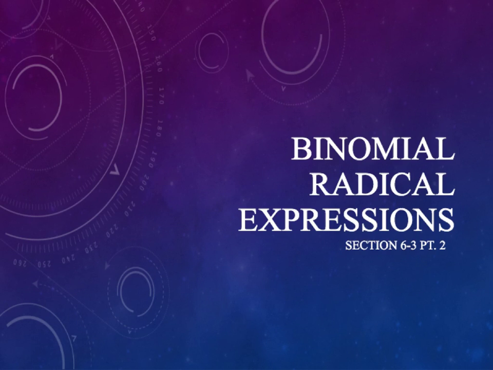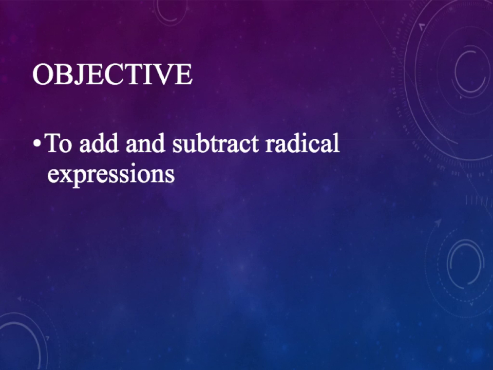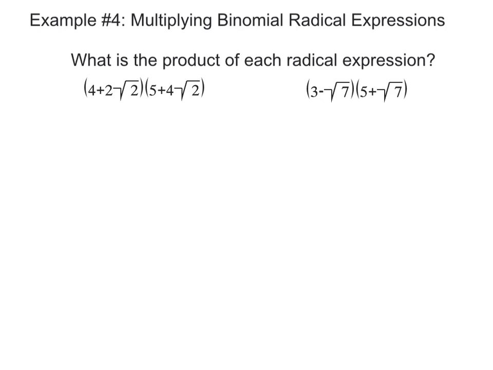Hi class, today we are going to talk about binomial radical expressions, which is found in section 6-3, part 2 of your book. We will add and subtract rational expressions. Alright, specifically, and I should have written this, we're actually multiplying and dividing radical expressions. So here we go. The first one, we're going to start by multiplying.